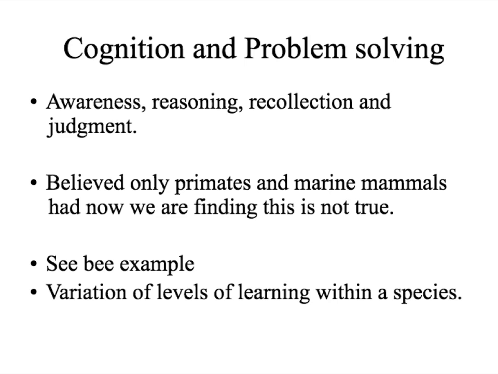Cognitive problem solving, that's awareness, reasoning, recollection, and judgment. It was believed that only primates and marine mammals, so we're talking about like dolphins, had this ability, okay, so that they were aware of themselves, they were able to reason through situations. But now we're finding that may not be true. We have the bee example in your book, and we also know that there are variations of levels of learning within a species. So although some organisms may be able to reason, it's not at the level that Homo sapiens do.